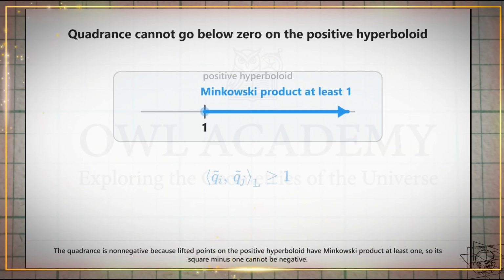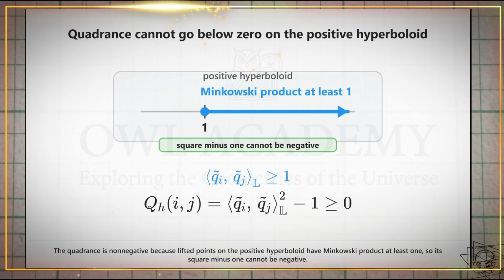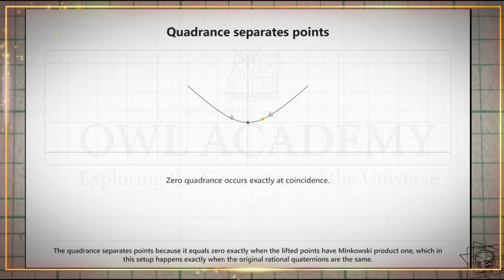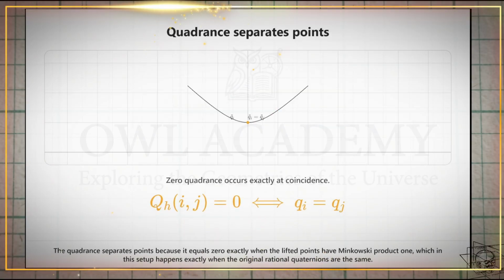The quadrant is non-negative because lifted points on the positive hyperboloid have Minkowski product at least 1, so its square minus 1 cannot be negative. The quadrant separates points because it equals 0 exactly when the lifted points have Minkowski product 1, which in this setup happens exactly when the original rational quaternions are the same.